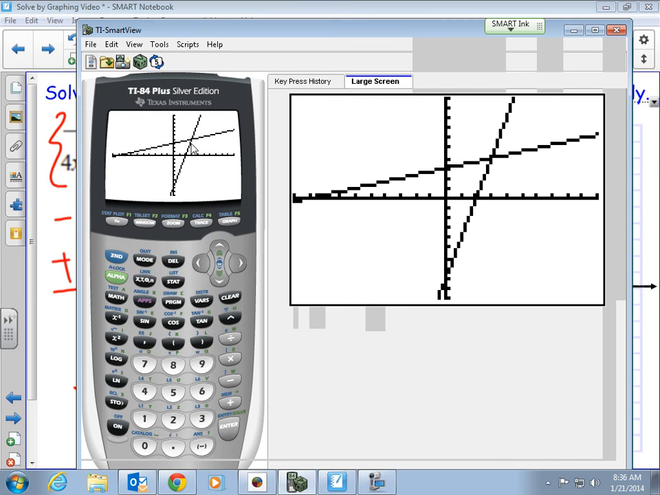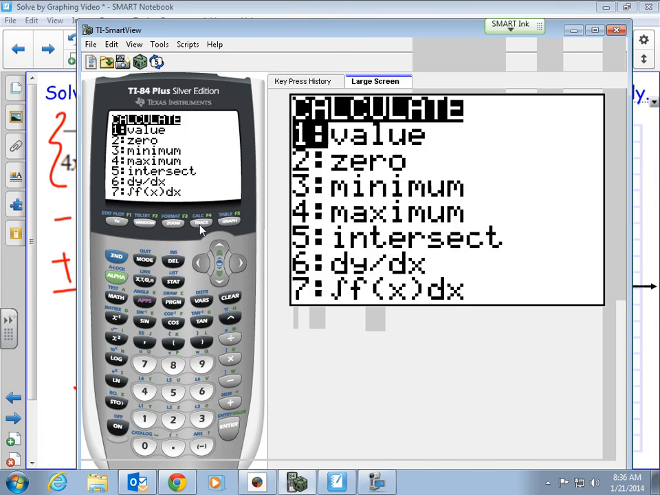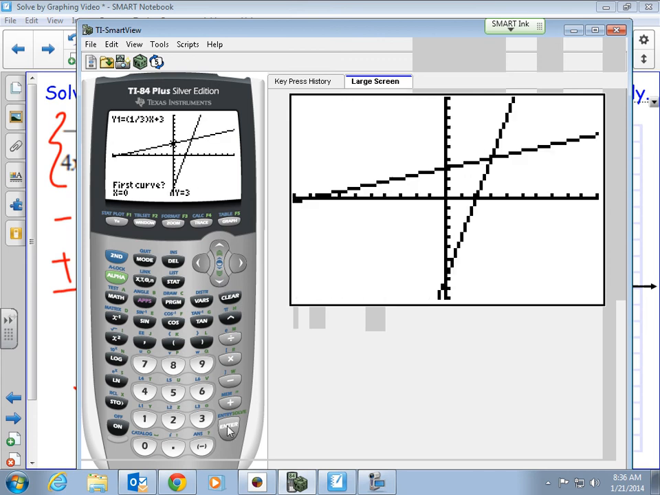So in order to do that, I'm going to go to second and then this trace button, because above that is the abbreviation for calculate. So second trace, and I'm wanting to calculate, which one do you think? The intersection, number 5. So I'm going to scroll down or type number 5, press enter. Now it's going to ask me for a couple things. The first thing it wants to identify is which of the lines I'm finding the intersections of, because you could have tons of lines on your screen, so you need to tell the calculator exactly which ones you're wanting to find the intersection of.